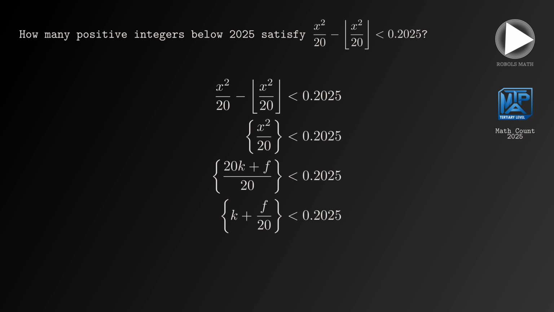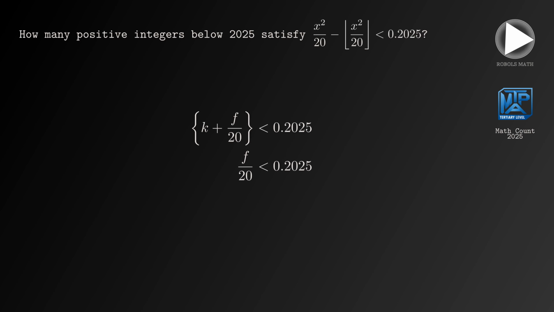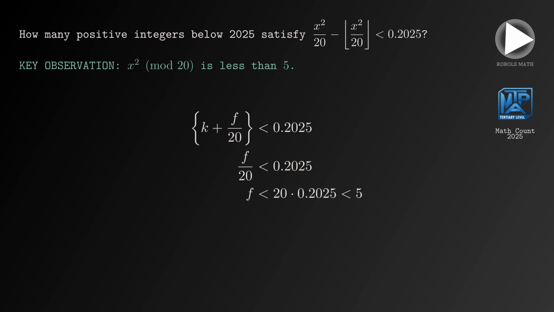Note that since k is an integer and f is below 20 by our definition, then the fractional part of this expression is simply f over 20. And so we get that f over 20 is less than 0.2025, which implies that f is less than 5. In other words, the solutions here are values of x squared that give a remainder less than 5 when divided by 20.